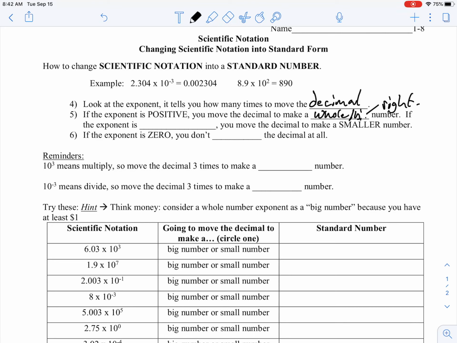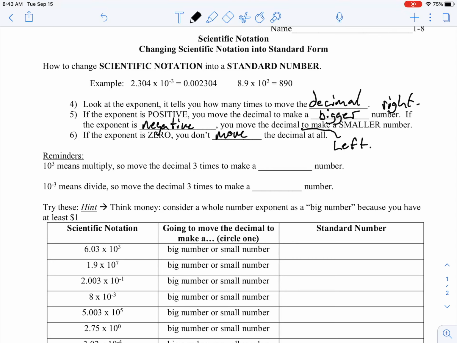Or we can also say bigger as well. If the exponent is negative, we will move our decimal to the left to make a smaller number. So I'm going to go ahead and erase this whole here. Sorry to make you write that down. We're still moving our decimal to the right there, but we are making a bigger number. So if our exponent is 0, we do not move our decimal at all.